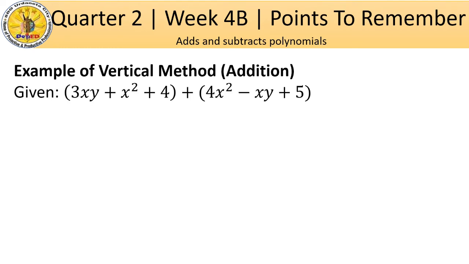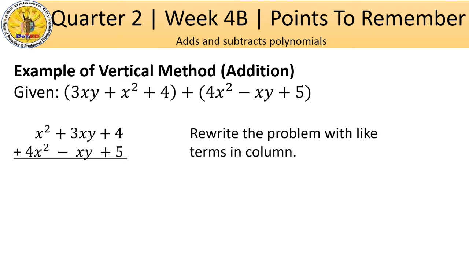Next, the vertical method. Given here is open close parenthesis 3xy plus x to the second power plus 4 plus open close parenthesis 4x to the second power minus xy plus 5. So the first thing we need to do is we rewrite the problem with like terms in column. So x to the second power aligned to 4x to the second power. Same is true with 3xy and negative xy and 4 and 5. Then we add the like terms.